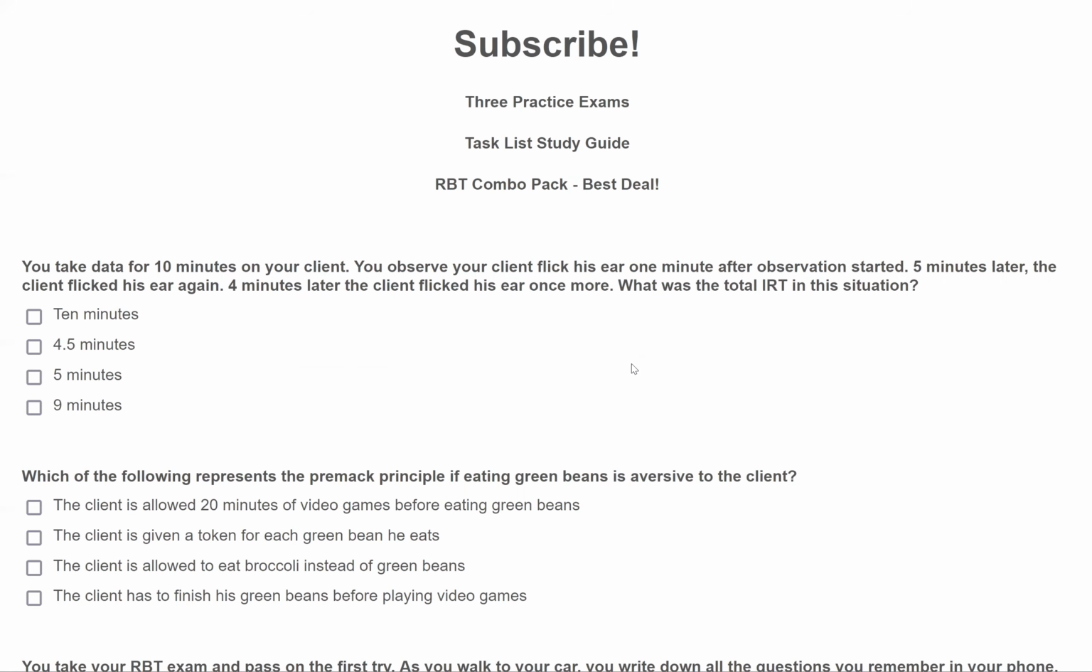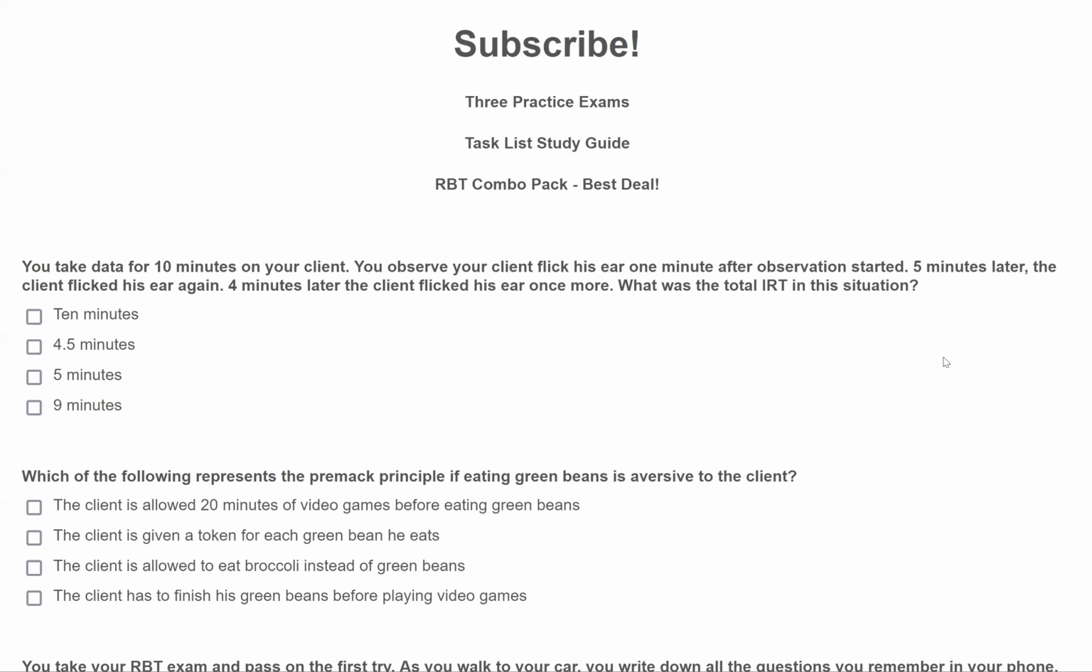So let's see. The first time our client flicks his ear is 1 minute into observation. Has any inter-response time occurred? No, because inter-response time goes from responses to responses. The first ear flick is our first response. Inter-response time is going to be the time that passes before our second response, which is going to be 5 minutes, because 5 minutes later, what does our client do? He flicks his ear again. So our first inter-response time is 5 minutes.